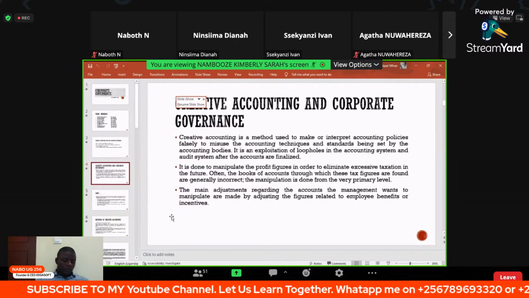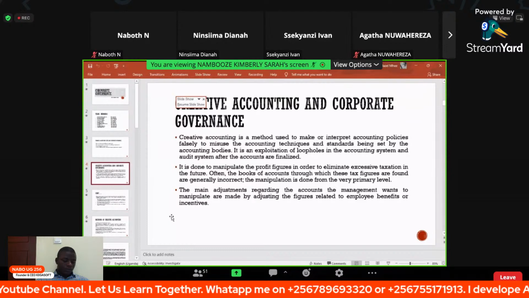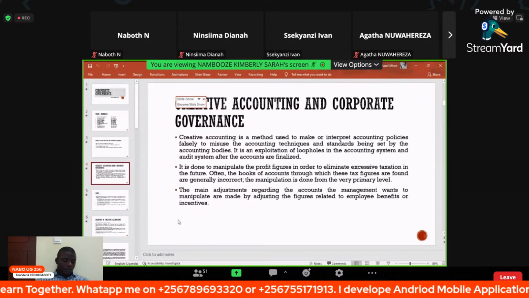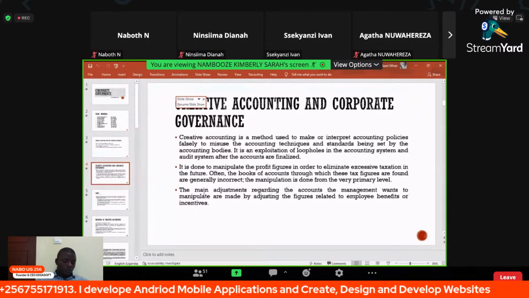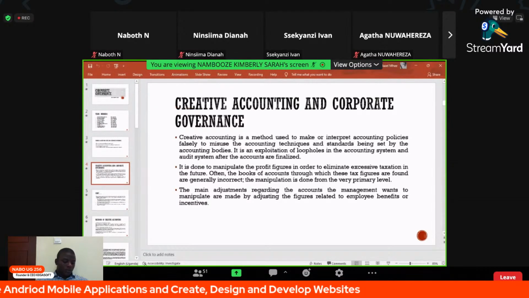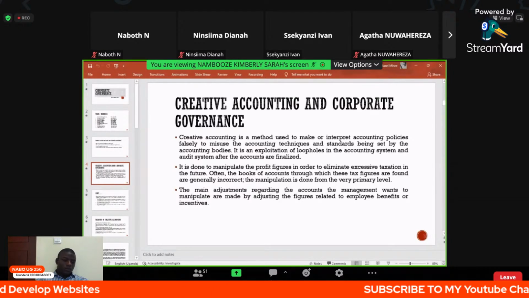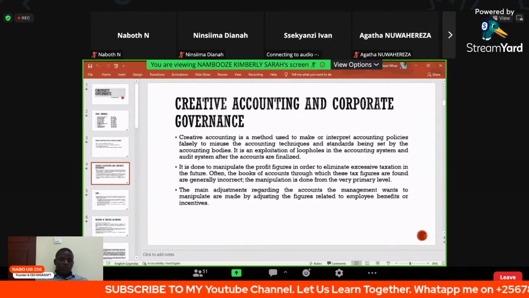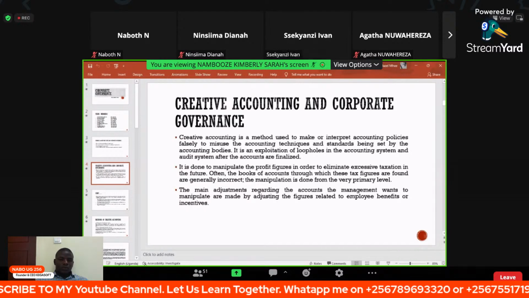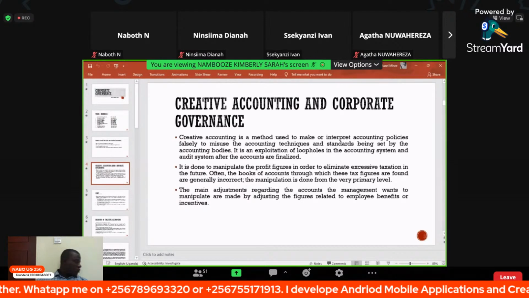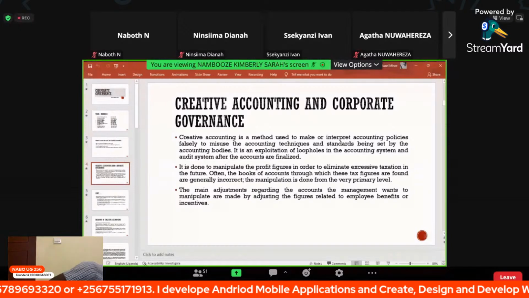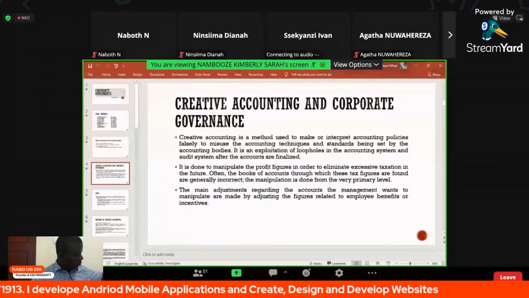We are seeing creative accounting. It's a method used to make or interpret accounting policies to falsely misuse the accounting techniques and standards being set by the accounting bodies. It's an exploitation of loopholes in the accounting system and audit system after the accounts are finalized. And more so, it's done to manipulate the profit figures in order to eliminate excessive taxation in the future. Often the books of accounts through which these tax figures are found are generally incorrect. The manipulation is done from the very primary level.